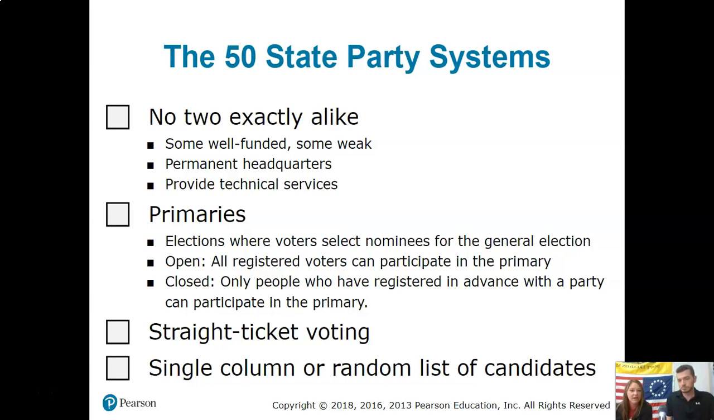There are a couple of different types, open and closed. If it's an open primary, anybody who's registered to vote can participate. If it's a closed primary, some states require people to actually register with a political party prior to being able to vote. So you would have to have already registered with one of the political parties, or maybe as independent too. And then you would be able to vote that way.